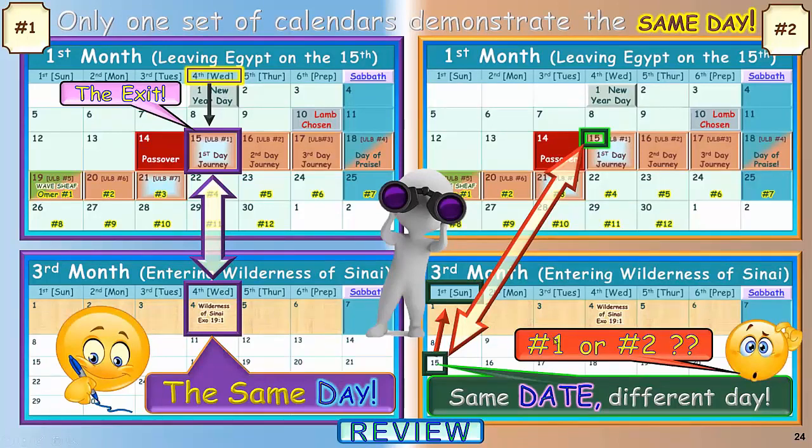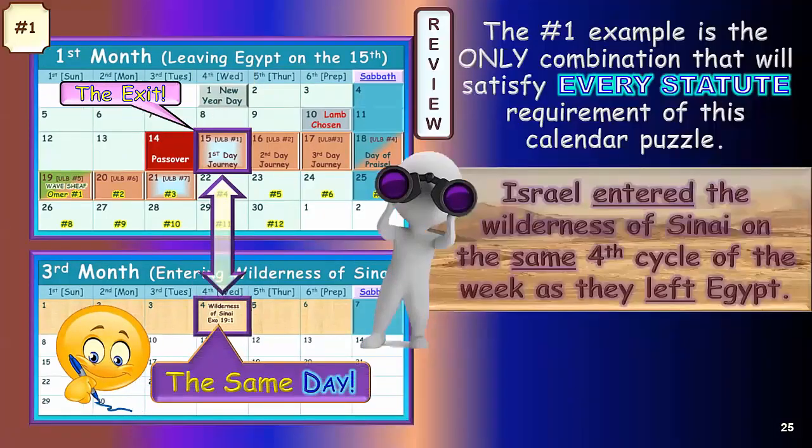Number one or number two? This is a decision that we need to come to. Are we going to accept the scriptural the same day? Or are we going to go with Enoch when he says the same date? We're going to be looking at this closer. First month, leaving Egypt on the 15th. Again, this is the exit on the fourth cycle of the week, on the first Sabbath of unleavened bread, and they came into the wilderness again on the fourth cycle of the week, the same day.